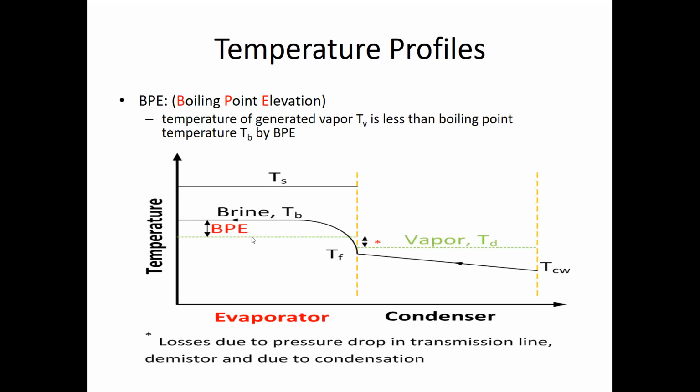The difference between the vapor temperature in the evaporator and the vapor temperature in the condenser is due to losses that happen in the transmission lines in the tubes. Tubes have friction. They have minor losses like bends or elbows or any kind of flow controlling device that results in a pressure difference, and that pressure difference results in a minor temperature difference. However, in our calculations, we just tend to neglect this difference between the vapor temperature here and the distillate temperature here.